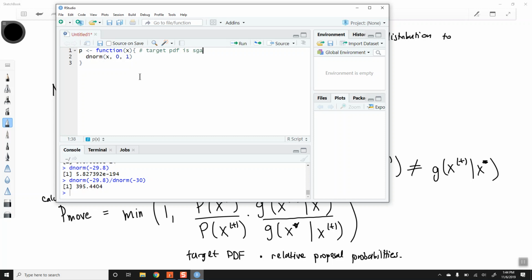Target PDF is standard normal. Okay, all right, so G is going to be a function of x at time t. And I guess we'll do random uniform from xt minus 1 to xt plus 1, right? So here we're just going to propose one random value. So I'm going to say runif, I want one value from xt minus 1 to xt plus 1. Is that all right?